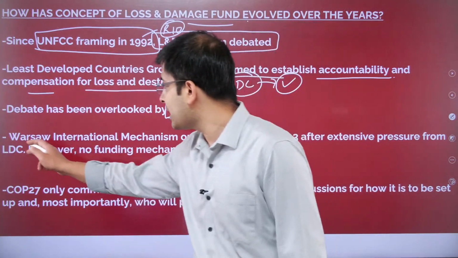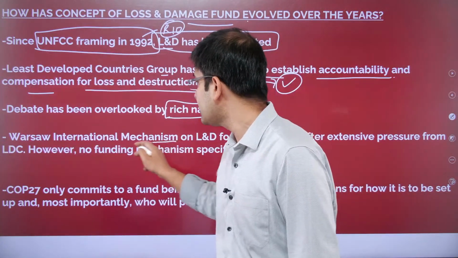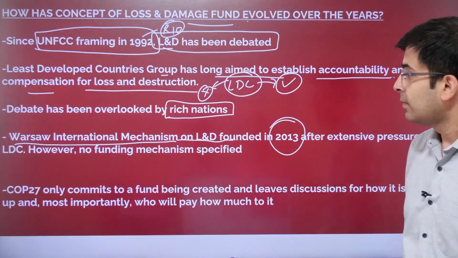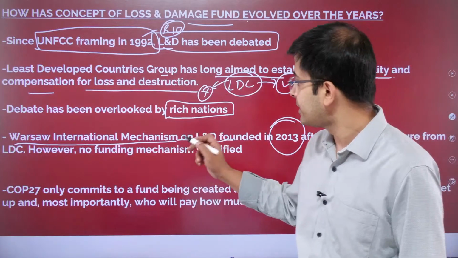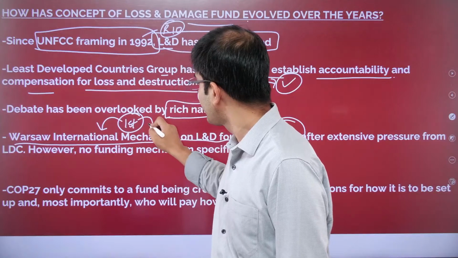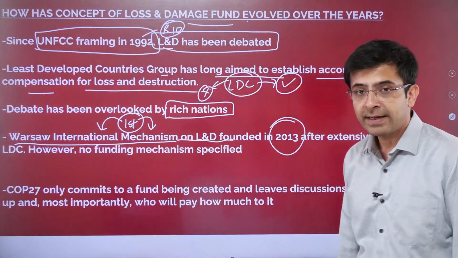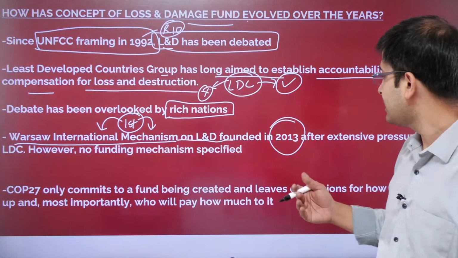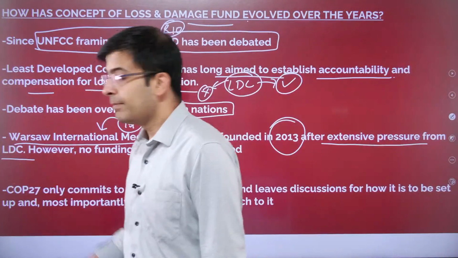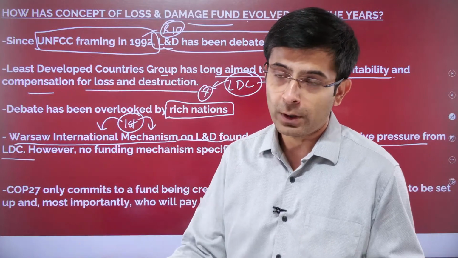Escaping accountability. Okay. So the first example that we know is the Warsaw International Mechanism on Loss and Damage. Okay. This was, I think, in 2013. Yes. The Warsaw International Mechanism, the first multilateral mechanism. Make a note of this again. The first multilateral mechanism or agreement, you can say, after extensive pressure from the LDCs. Basically, they said that, okay, we will start to discuss in a formal manner at a multilateral forum.